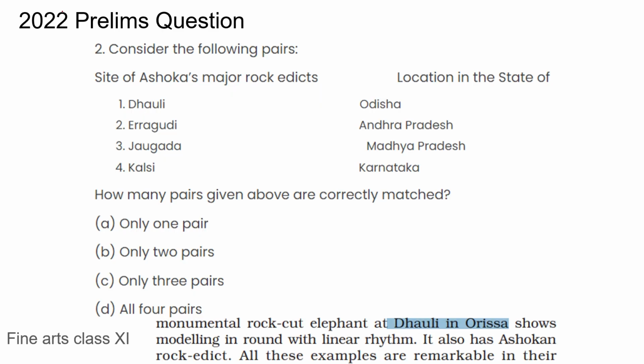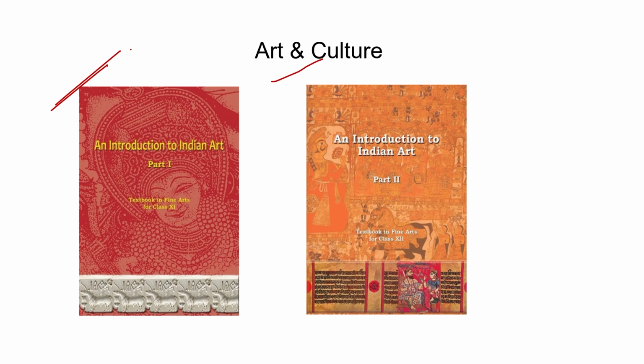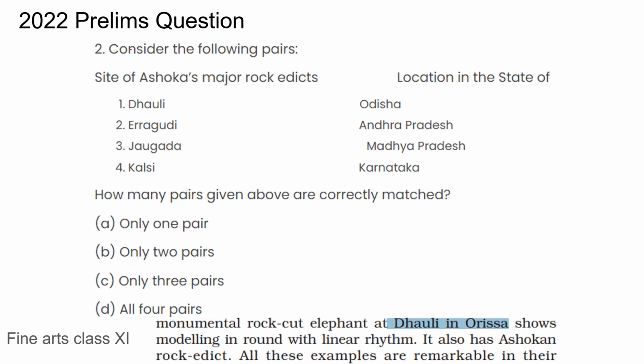So coming to the questions, consider the following pairs. Art and culture is one subject where the questions are very tricky. It won't be asked directly from the NCERT. It's a little twisted. So let's see the question. Consider the following pairs. Sites of Ashoka's major rock edicts, location in the state of: Dhauli, Odisha; Erragudi, Andhra Pradesh; Jaugada, Madhya Pradesh; Kalsi, Karnataka. So how many pairs given above are correctly matched?